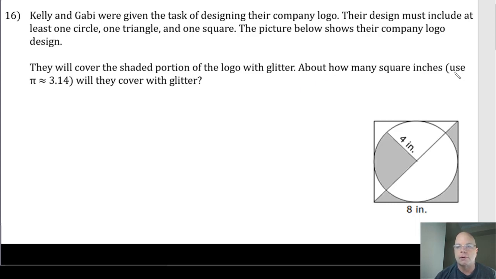And we're guided to use the estimate pi is approximately 3.14 in our calculations. About how many square inches will they cover with glitter? So we have to look at the shaded area and think of what makes up that shaded area.